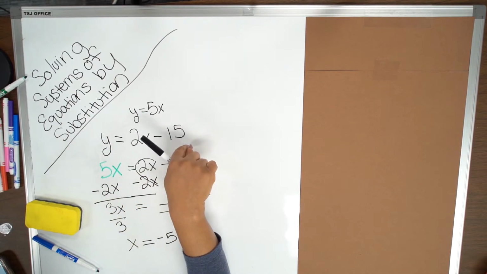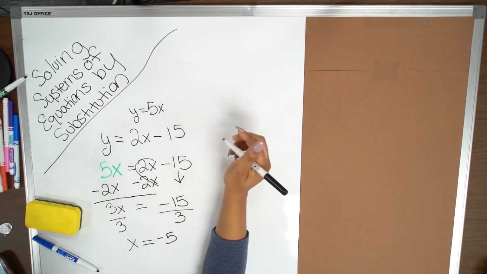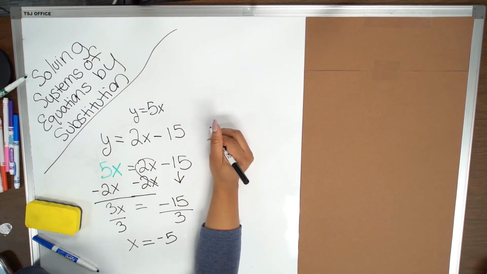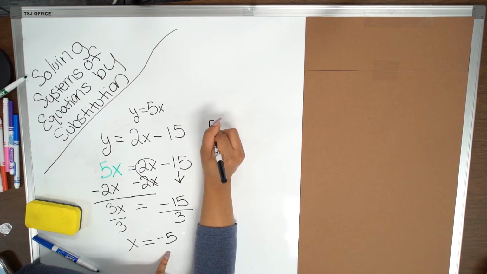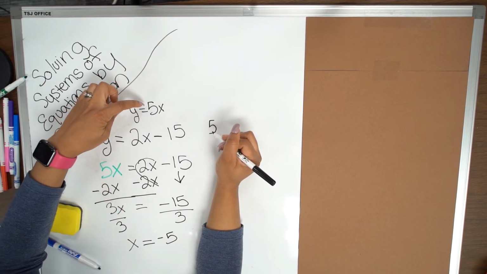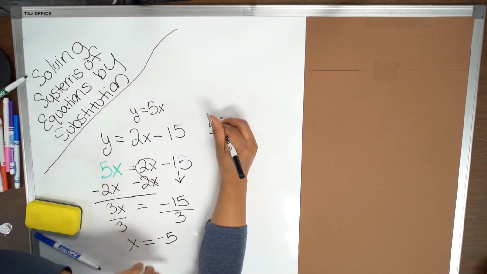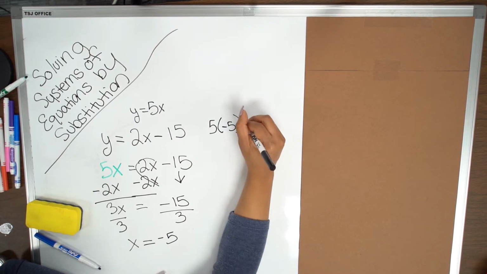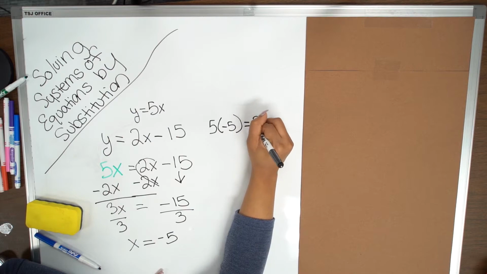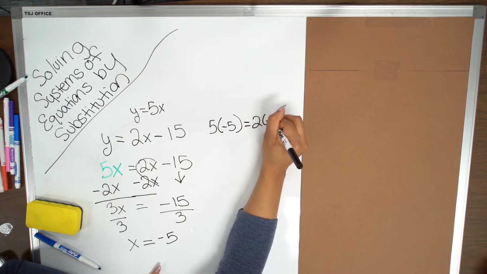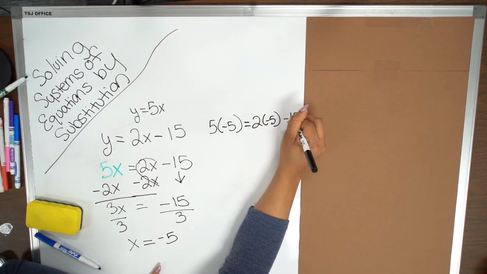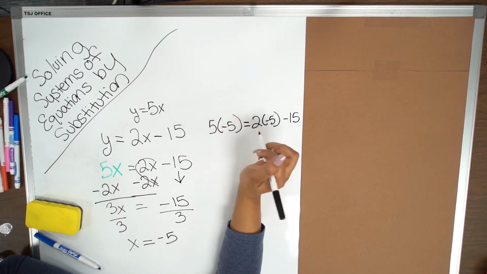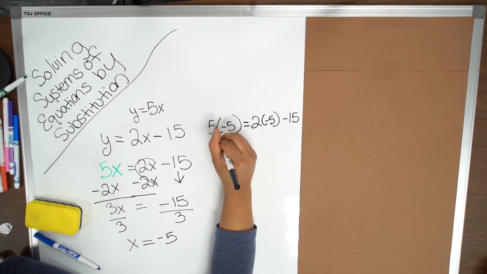So let's rewrite this, substituting everything that we know. All right. So we know that y is 5x, right? But we know that x is negative 5. So we have 5 times negative 5. I'm just doing it in parentheses so that we know the negative stays with that. Equals 2 times negative 5 minus 15. Okay? 5 times negative 5. 5 times 5 is 25.